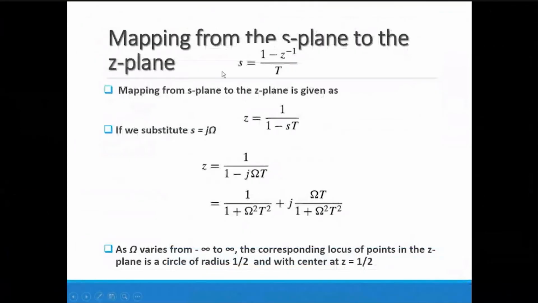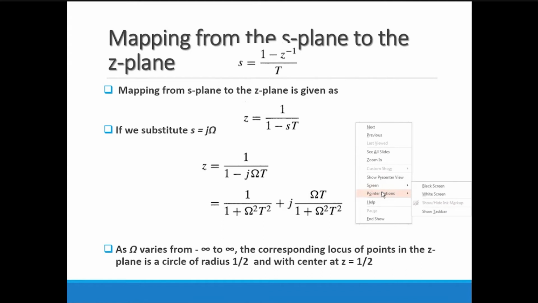Earlier we derived this equation: s is equal to (1 minus z inverse) by T. If you simplify this equation, you will get it in the form of z. Earlier this equation was in the form of s. Now, mapping from the s plane to the z plane, our final equation will be in the z form. If you simplify this, you get z is equal to 1 upon 1 minus sT.